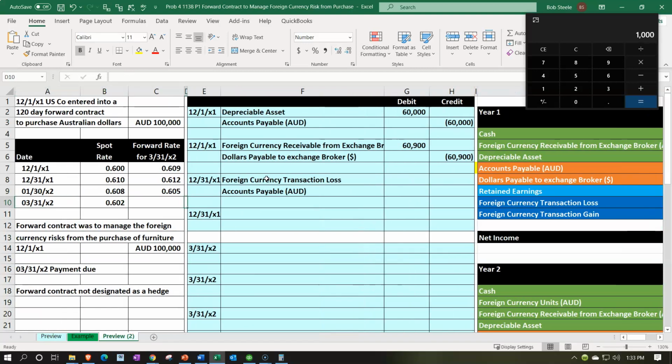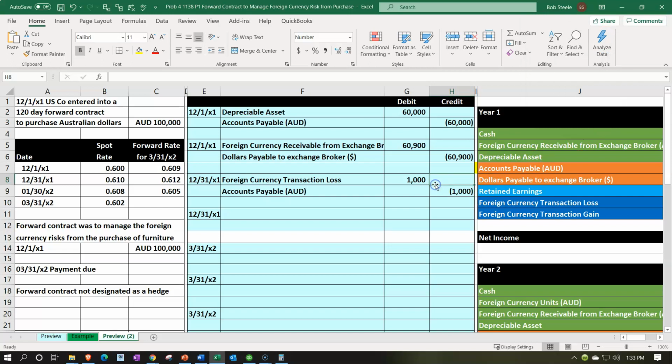Let's do that calculation again a little bit differently in Excel. This is going to be equal to, I'm going to use brackets. I'm going to use the larger rate minus the smaller rate. So that's the difference in the rates times that 100,000. 100,000, there it is. There's the debit. There's the credit. So there we have it. Let's go ahead and record this out and see what happens.